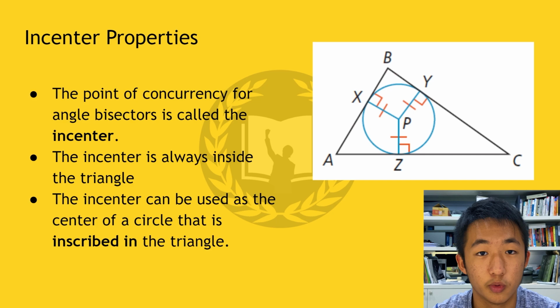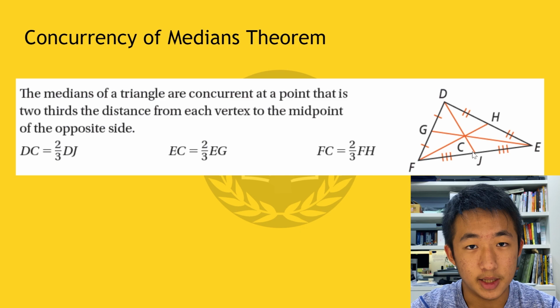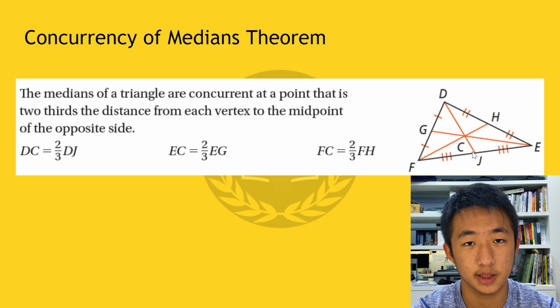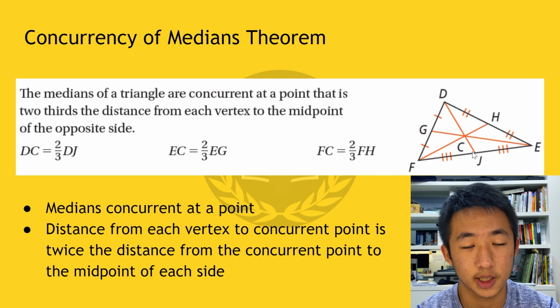Now moving on to medians. The concurrency of the medians theorem states that the distance between the point of concurrency of the medians and the vertex is 2/3 the distance of the vertex to the opposite side's midpoint. This is a very important property useful in geometry calculations. Just remember that the distance from the vertex to the point of concurrency is double the distance from the point of concurrency to the midpoint of the opposite side.